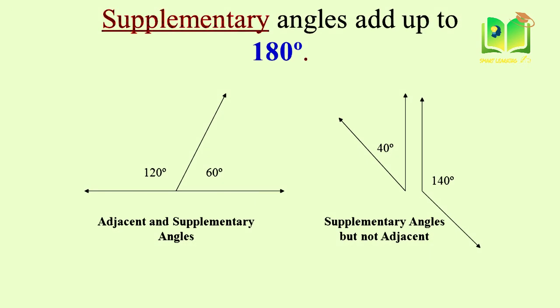Now see supplementary angles. We say angles are supplementary if two angles together make 180 degrees. See here, 120 degrees and 60 degrees are adjacent angles, and the sum of these two angles is 180 degrees. So we will say 120 and 60 are supplementary to each other. On the other hand, 40 degrees and 140 degrees are not adjacent angles, but the sum of them is also 180. So we will say the supplementary angles are 40 and 140, but they are not adjacent.